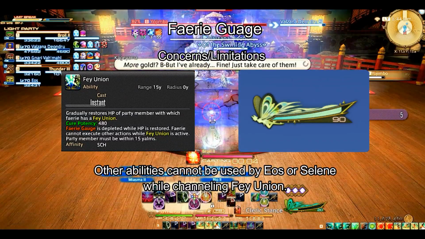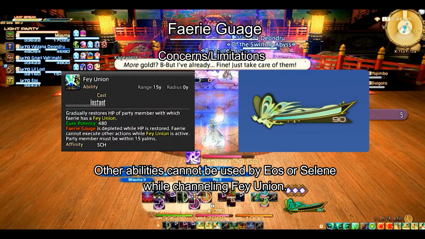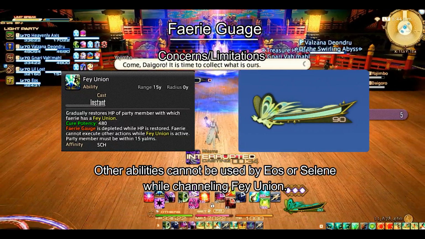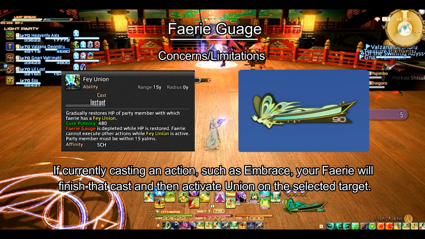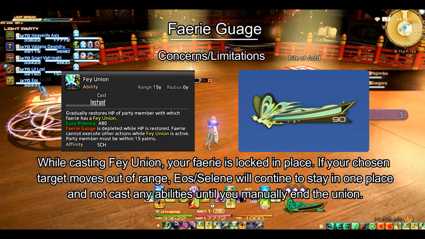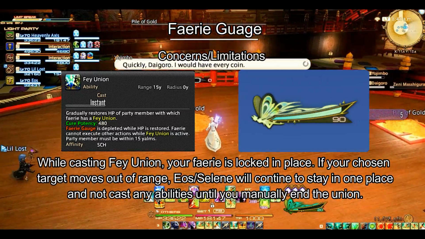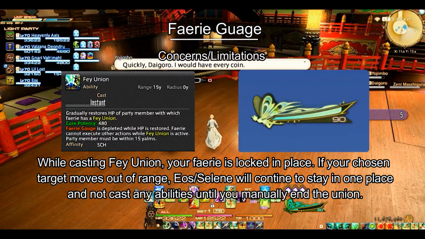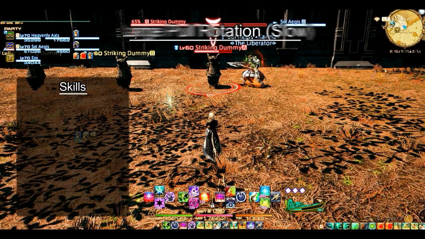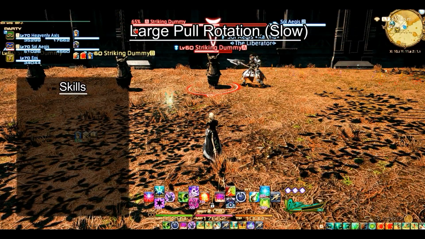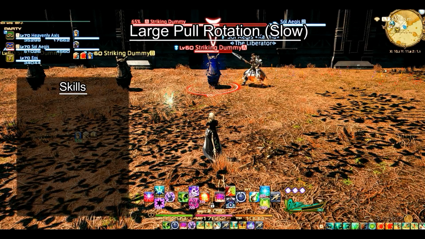Some important notes here are that other abilities cannot be used by your fairy while channeling Union. If currently casting an ability, your fairy will finish its cast and then begin channeling Union with your target, so keep that delay in mind. And last, while channeling, your fairy is locked in place. If your target moves outside of its 15 yalm range, then the Union will break, but your fairy will still be locked in place.